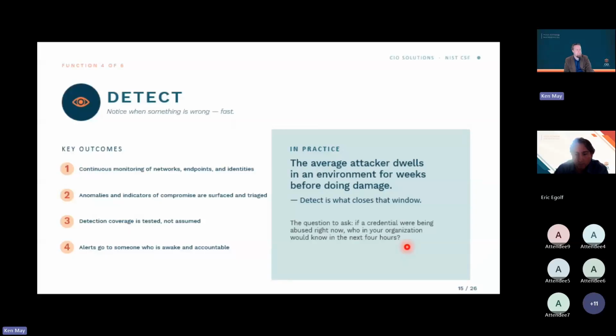But the question then is, okay, let's say someone did get compromised. Who would know in the next few hours? How much damage could they potentially do based off of what appropriate permissions we've given them?